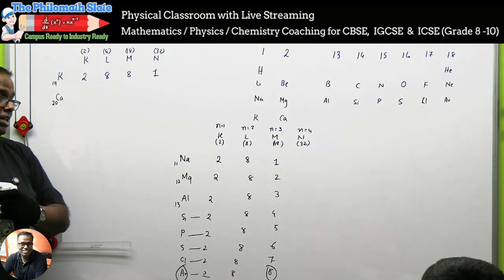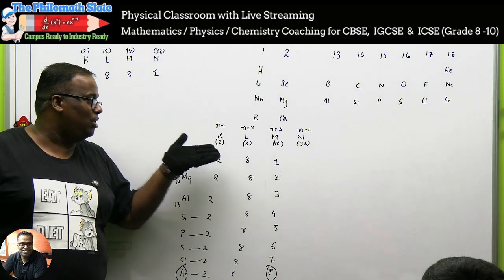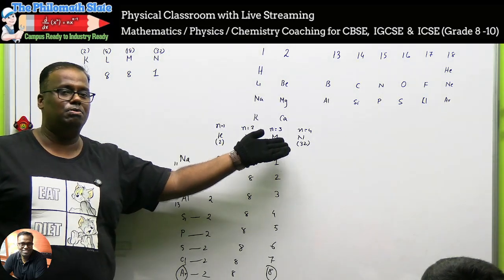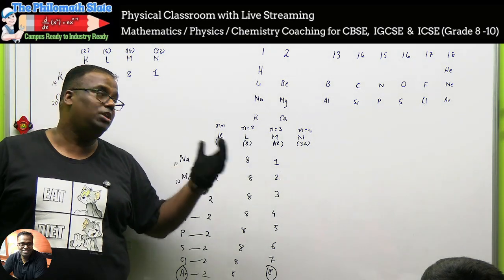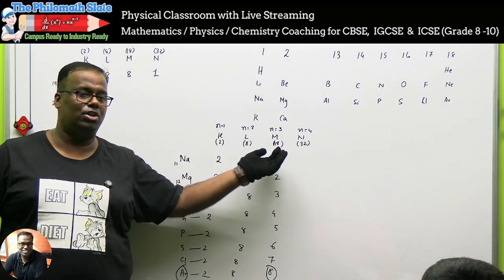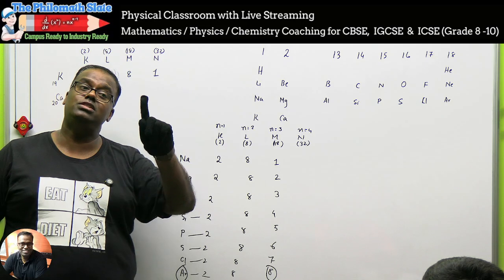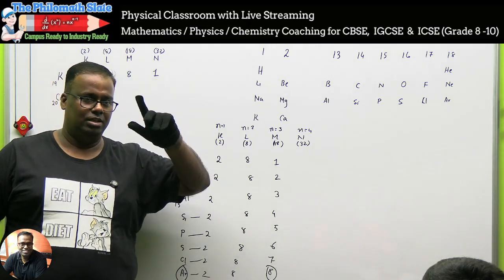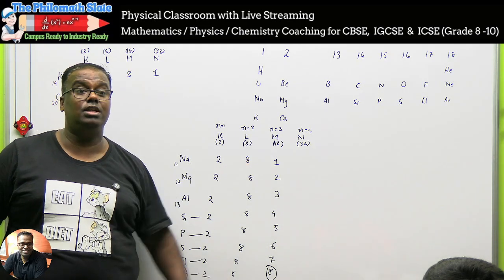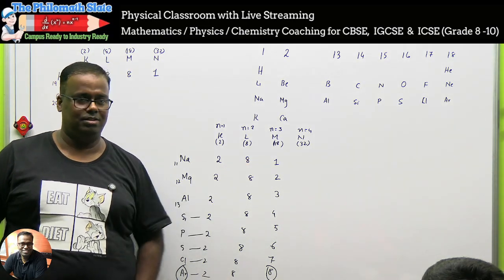Okay. There is a small catch to these maximum electrons. The maximum electrons will tell you how many electrons an energy level or a shell can accommodate. But there is a rule. If a shell is the last shell, no matter what its capacity is, it cannot exceed 8.